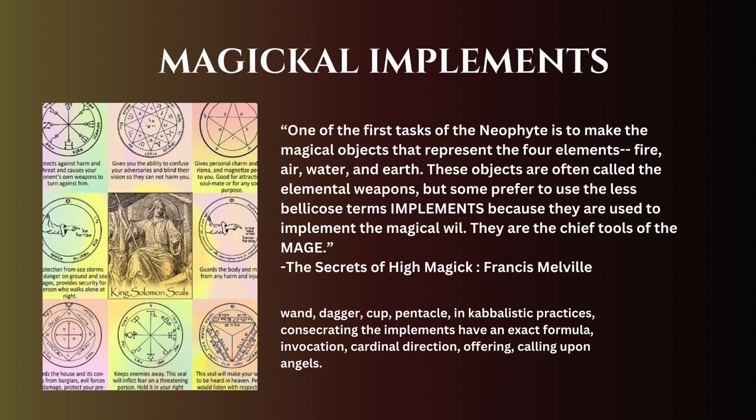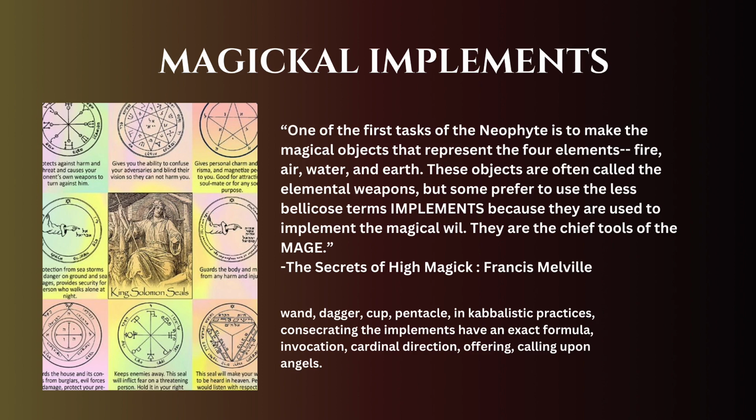These objects are often called the elemental weapons, but some prefer to use the less bellicose term implements, because they are used to implement the magical will. They are the chief tools of the mage. And that is from The Secrets of High Magick. This book, The Secrets of High Magick, I actually have it. It was gifted to me. And this book focuses on the Kabbalistic magical order. So I'm only taking a little snippet there.